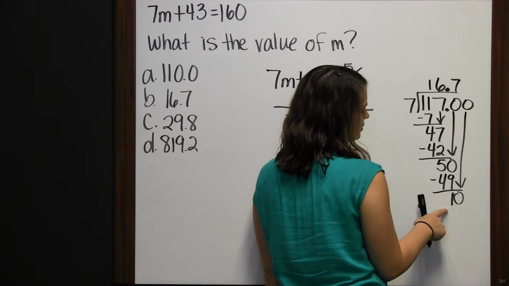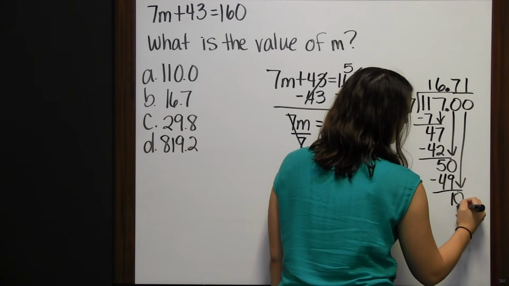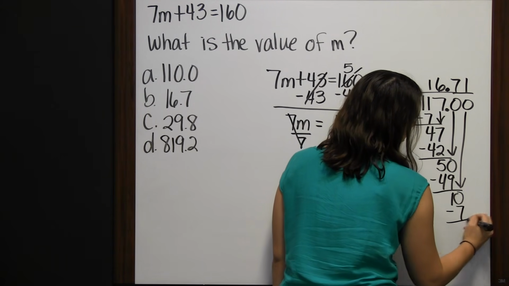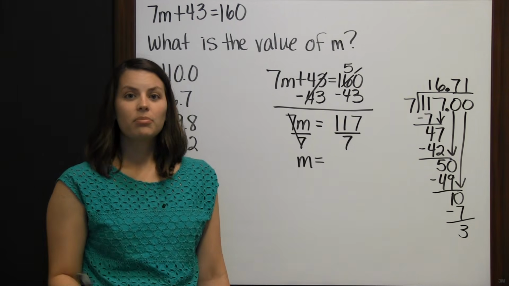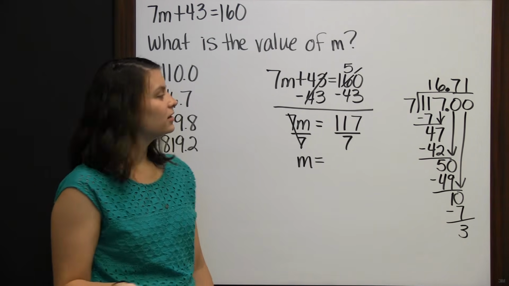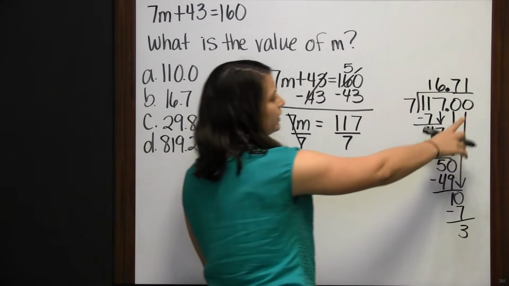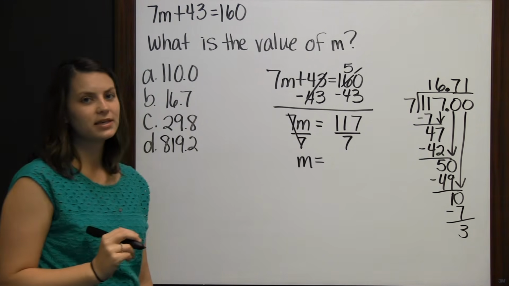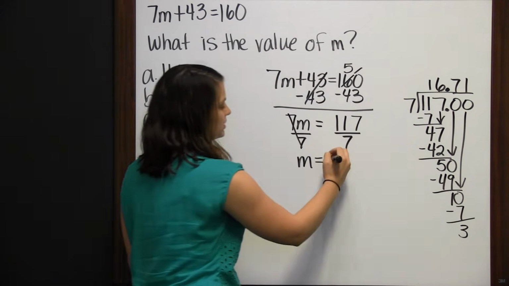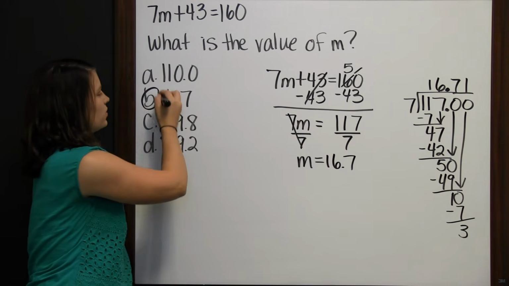7 goes into 10 one time. 7 times 1 is 7. We subtract and we get 3. And we could keep going, but really that's all I need to find my answer. The 1 tells the 7 to stay the same if we're rounding to the tenths place, so our answer is 16 7/10, which is answer choice B.